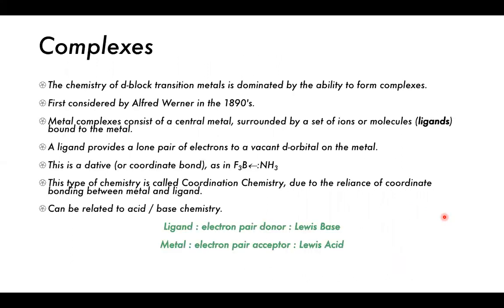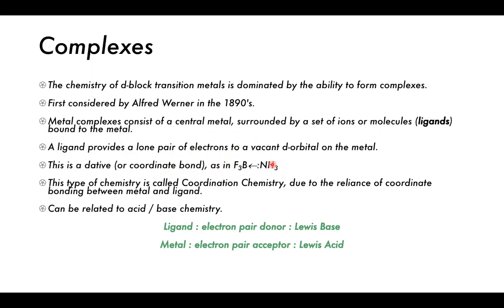So, complexes. The chemistry of d block transition metals is dominated by the ability to form complexes. These were first considered by Alfred Werner in the 1890s. Metal complexes consist of a central metal surrounded by a set of ions or molecules, called ligands, bound to the metal. A ligand provides a lone pair of electrons to a vacant d orbital on the metal. So this is where it's acting as a Lewis base. This donation of electrons to form a covalent bond is called a dative or coordinate bond.